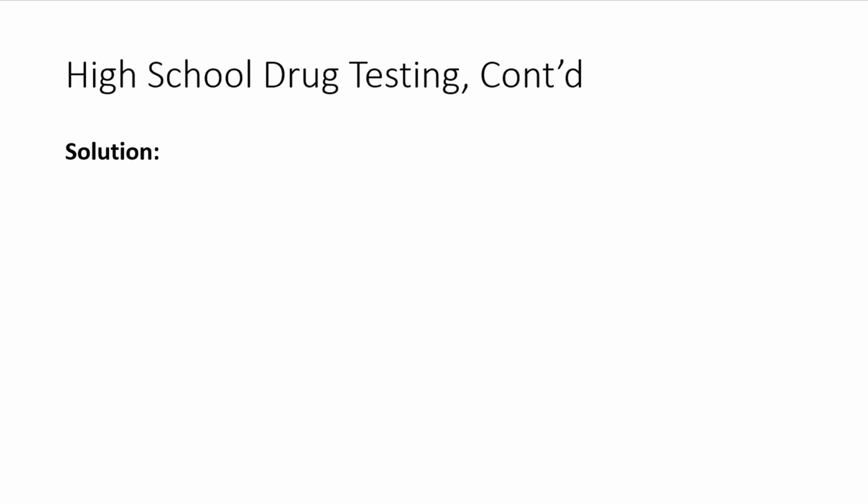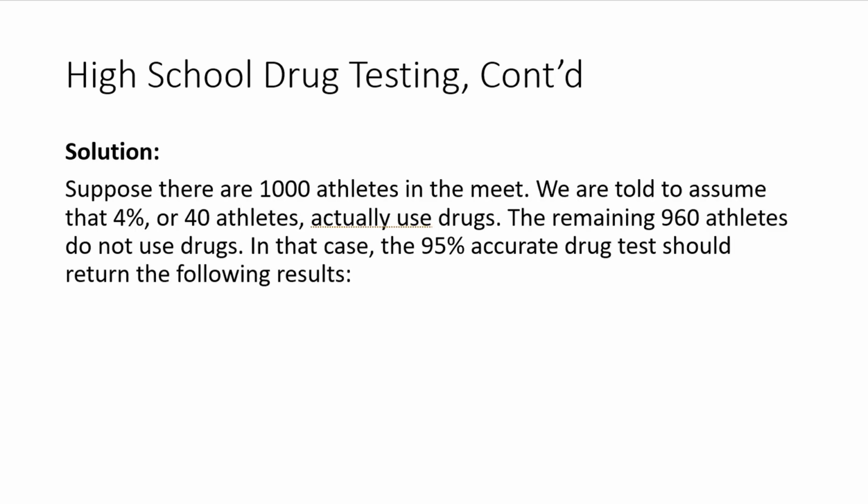Let's look at the solution. Okay. Notice we weren't given the number of athletes participating, but it's all in terms of percentages, so let's pick a nice power of 10 for the number of athletes. We'll assume there are 1,000 athletes at this meet. By the way, if you choose 50 athletes, 10,000 athletes, or 100 athletes, the results will be exactly the same.